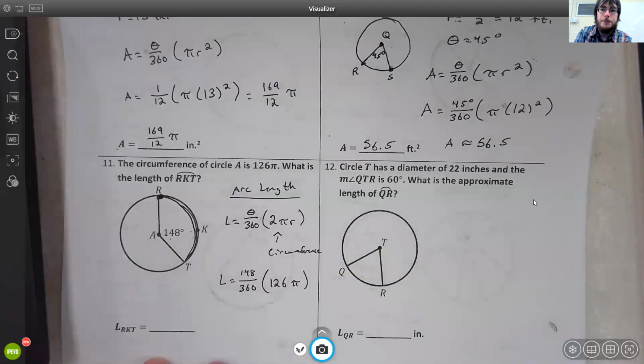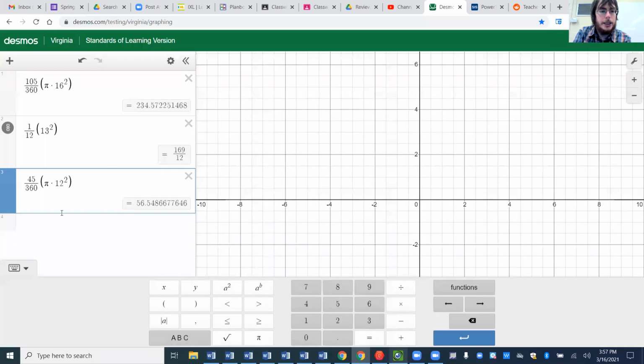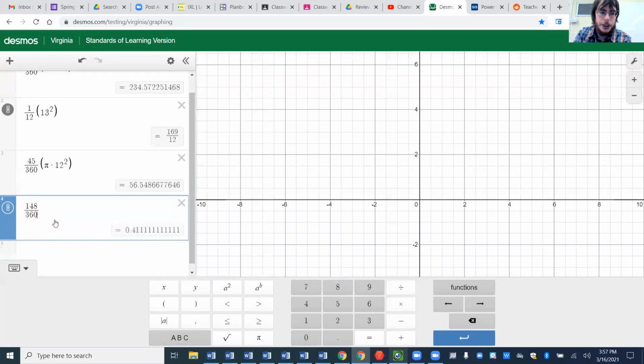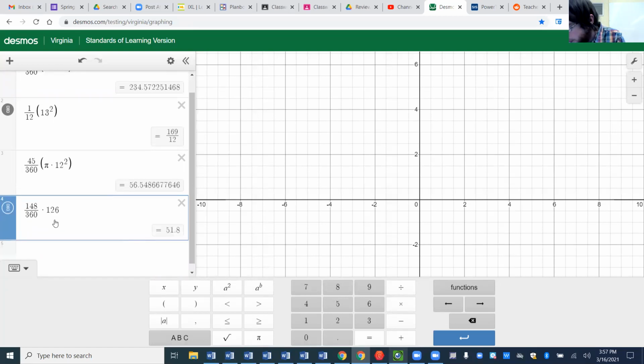So now we go in and we can type in, I'm going to do this one exact, so 148 over 360 times 126. So the length is equal to 51.8 pi. And if you typed in pi after it, you would get that your length is approximately 162.7 units long.